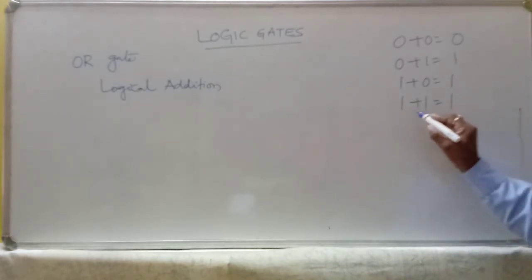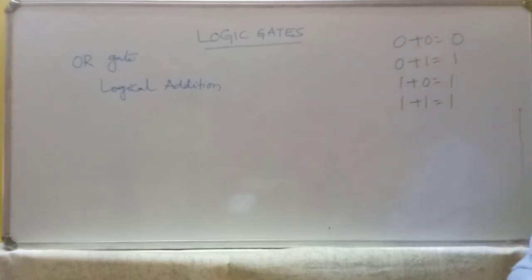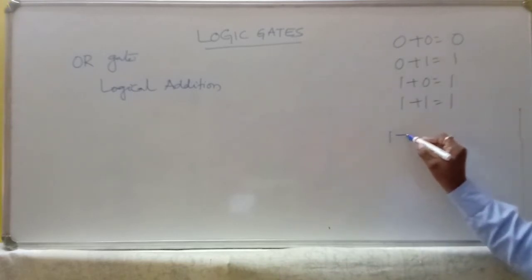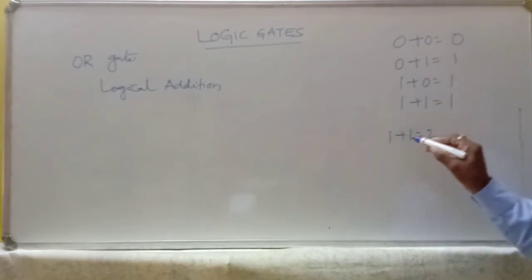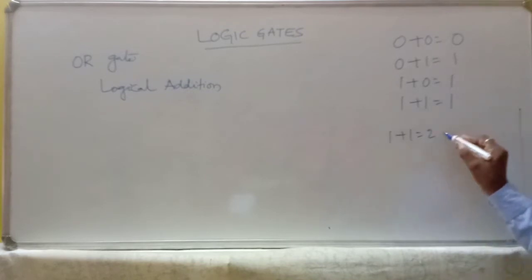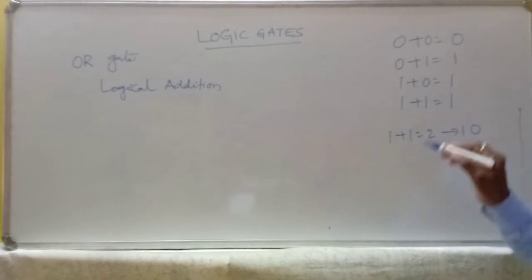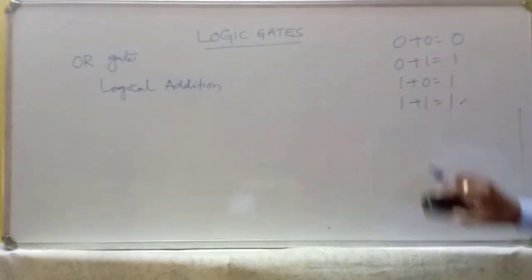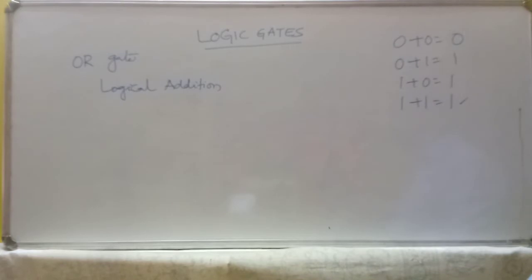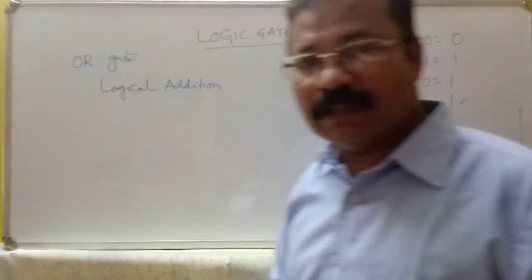Why do we say 1 plus 1 is equal to 1? Actually, 1 plus 1 is equal to 2, and whenever we convert this 2 into binary format, we get 10. So it has some value, that's why it is 1. So these are the addition rules. Now we are going to discuss the OR gate.